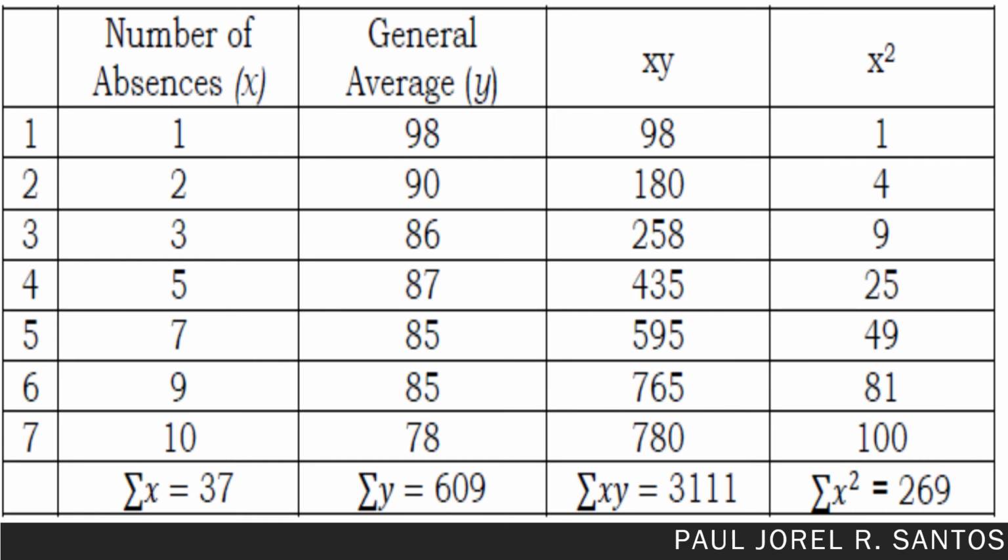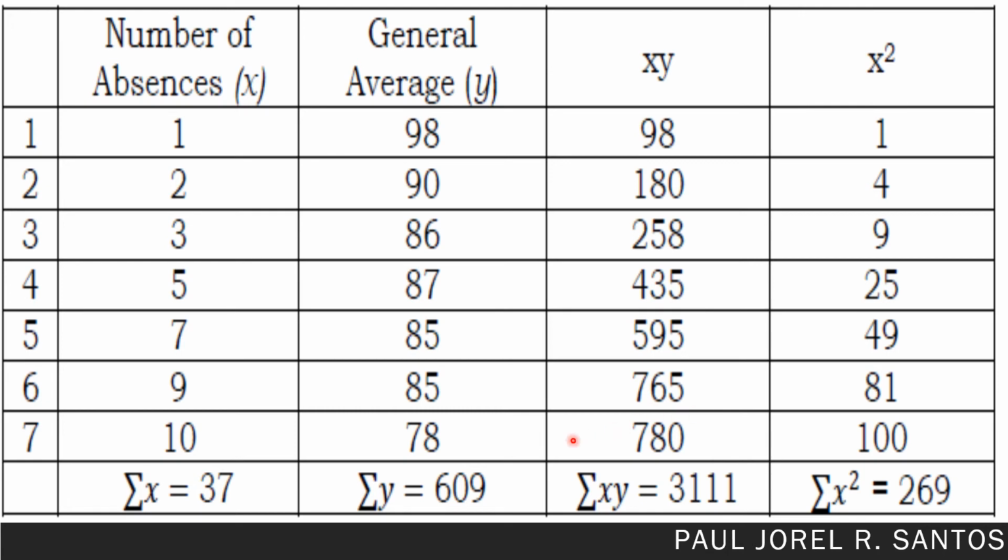Doing the first three steps, we have here the four columns x, y, xy, and x squared. These are the given. Number of absences: 1, 2, 3, 5, 7, 9, and 10, and their corresponding average: 98, 90, 86, 87, 85, 85, 78. For xy, we multiply 1 and 98, 2 and 90, and so on up to 10 and 78. For x squared, we obtain the square of x: 1, 4, 9, 25, 49, 81, and 100.